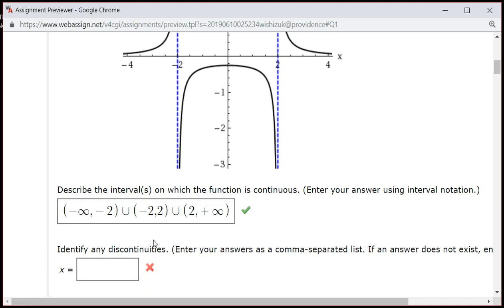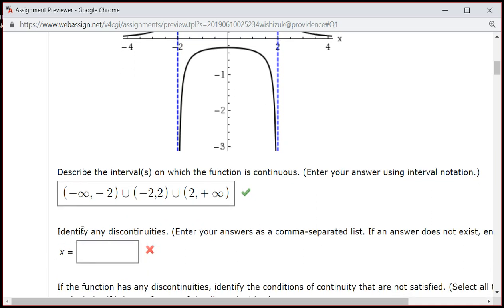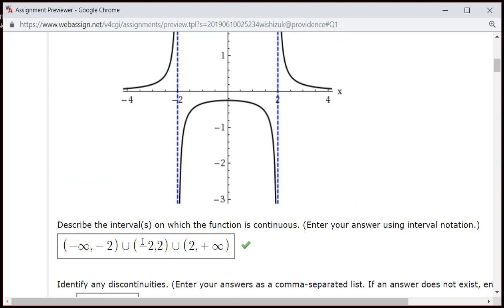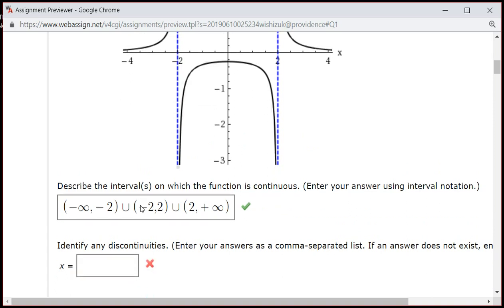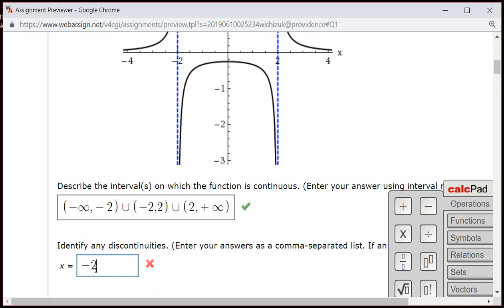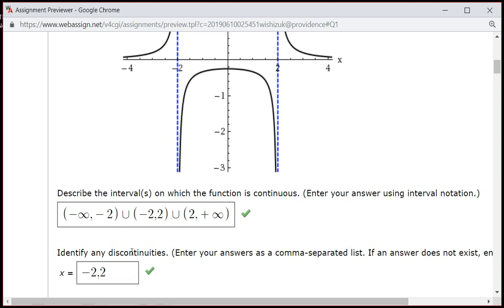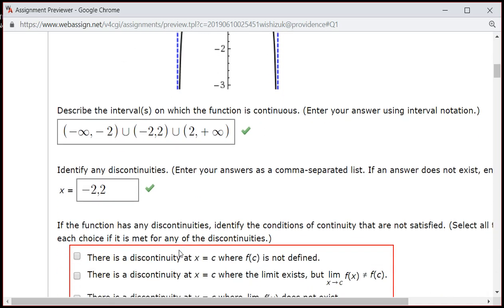Second part, identify any discontinuities. You can see that obviously the discontinuities are at -2 and +2. So I'm going to put -2 and +2. Let's check the answer. It came back and looks like we got the second part correctly.